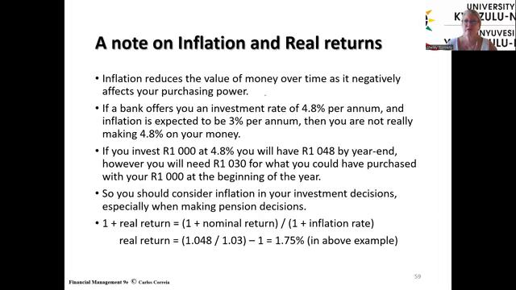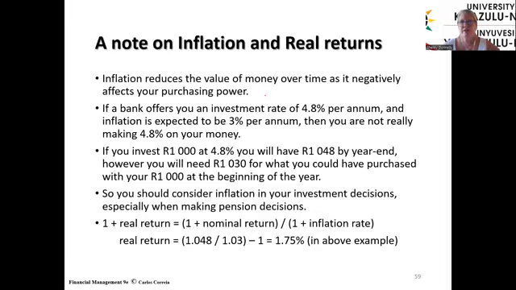For example, if you invest 1,000 Rand at 4.8%, by the end of the year, you'll have 1048. How did I get that? I multiply 1,000 by 1 plus 0.048. And by the end of the year, I'll have 1048. However, just to buy what I could have purchased with 1,000 now in a year's time is going to cost me 1,030. How did I get that figure? Well, I inflated my 1,000 by the 3% inflation rate. So I grew it by 3% and multiplied it by 1.03.